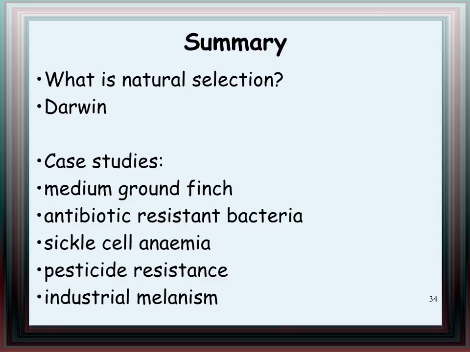Okay, in summary, we looked at what natural selection is. It's the process by which the organisms that are better adapted to their environment survive and breed, whilst those less well adapted fail to do so. We looked at Darwin and a study of finches, and then we also looked at different case studies: the medium ground finch, antibiotic resistant bacteria, sickle cell anemia and malaria, pesticide resistance, and finally industrial melanism. And that concludes our lesson. The end.